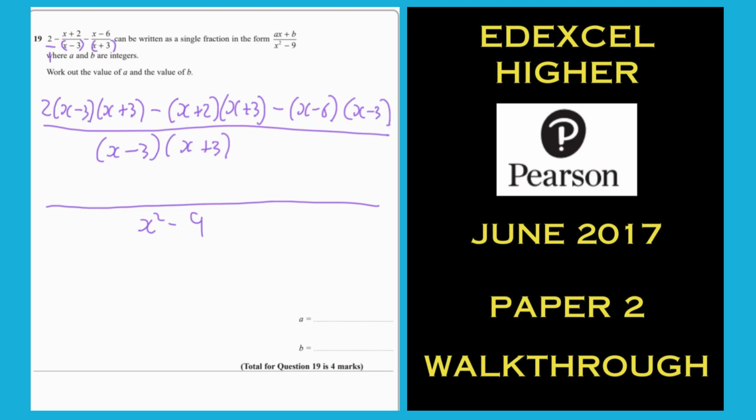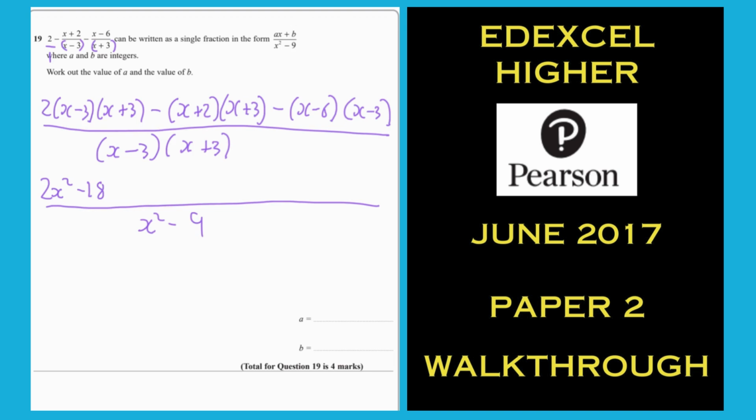So I'm going to expand these brackets, doing it mentally with loops, but don't forget to double it. So x times x doubled. Negative 3 times positive 3 doubled. The minus 3x, the plus 3x cancel out.